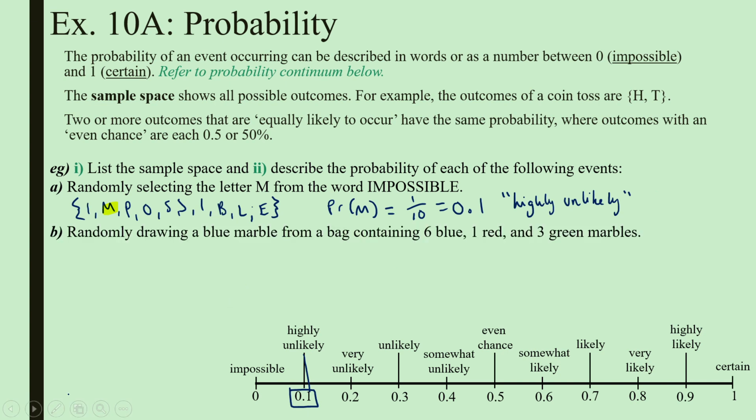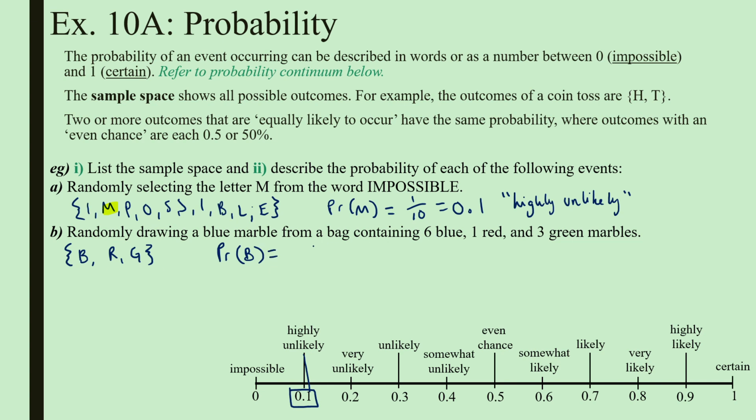We'll try another. So what is the chance of randomly drawing a blue marble from a bag that contains 6 blue, 1 red, and 3 green marbles? Well, my options are blue, red, or green. And of course, if I really want, I could write the letter B 6 times to show all 6 blue marbles. I would only have 1 red, and I could write G 3 times to show all of the marbles that I have. Now again, the probability, I only want to draw a blue marble. So I only want to draw B for blue.